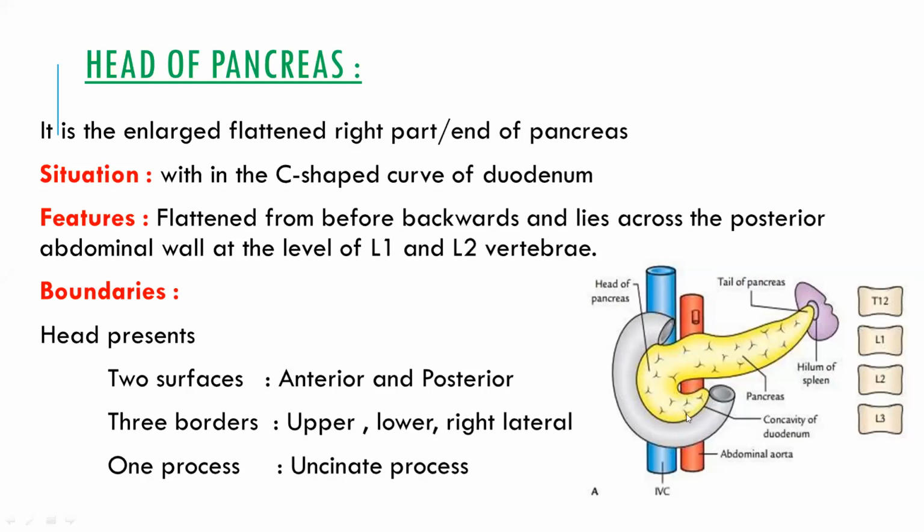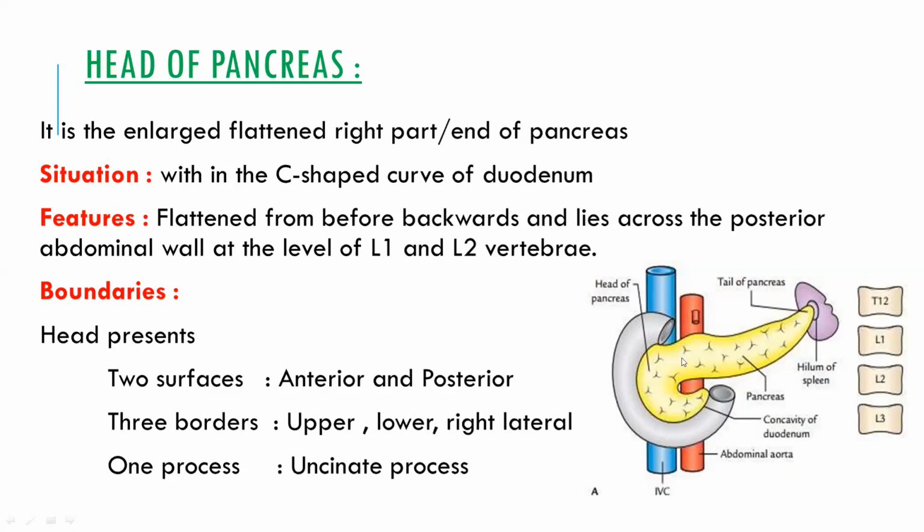So what are the features of the head of pancreas? It is flattened from before backwards, and it lies across the posterior abdominal wall as discussed, and it is seen at the level of L1 to L2 vertebrae. So first and second lumbar vertebrae.